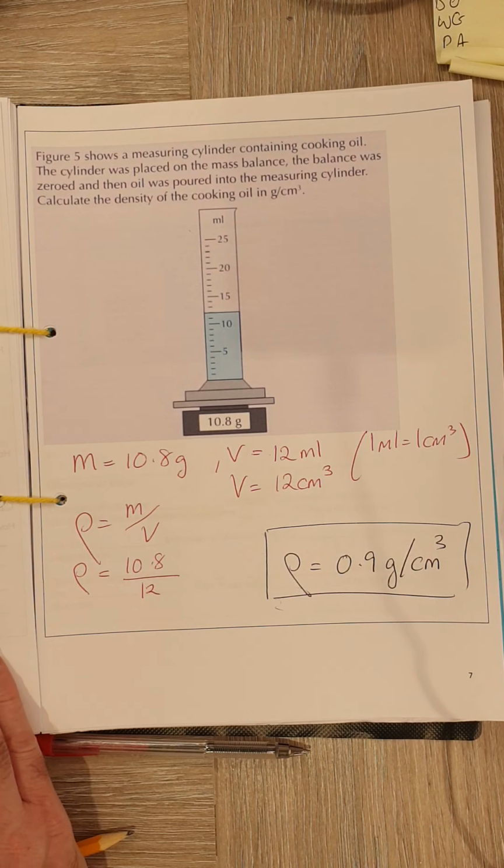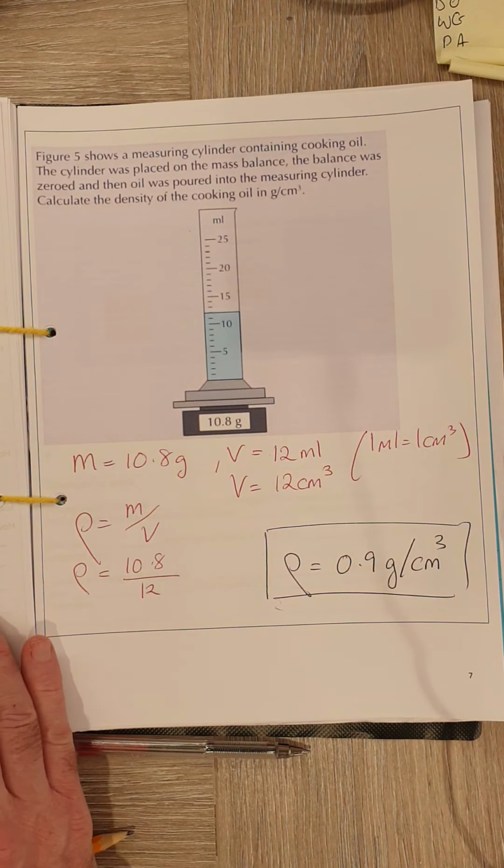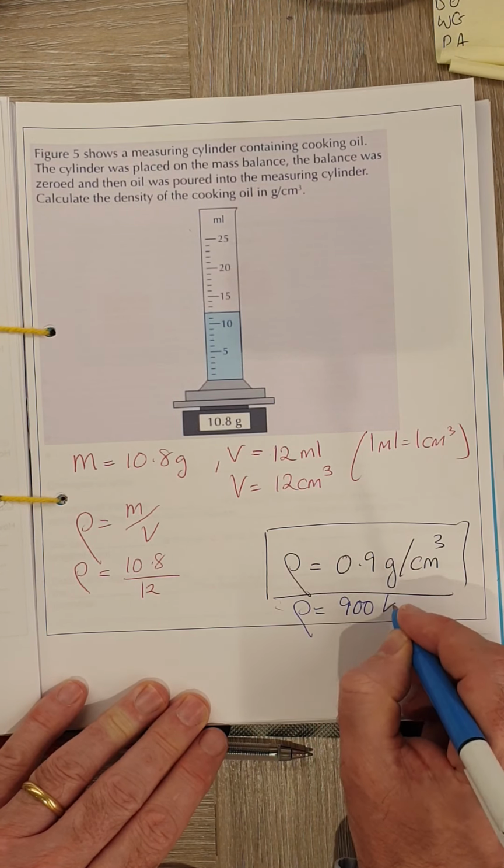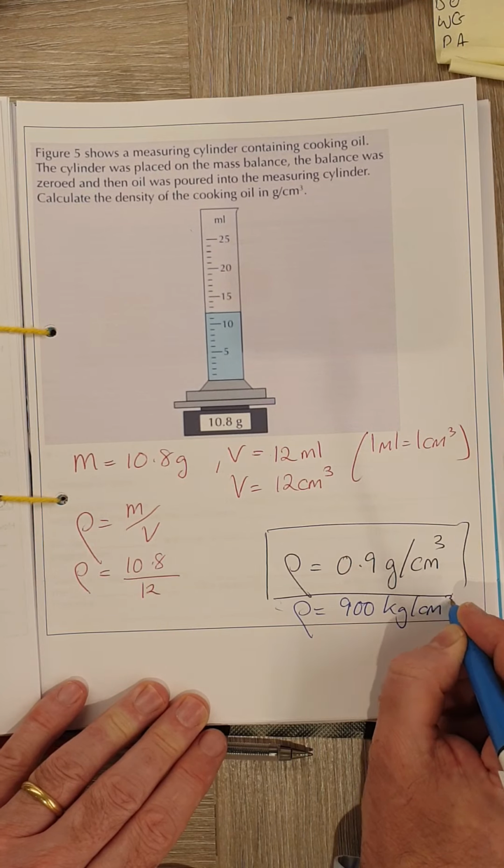If you had chosen to change it into kilograms per meter cubed, then we would have had the mass divided by volume, and that would be 900 kilograms per meter cubed.